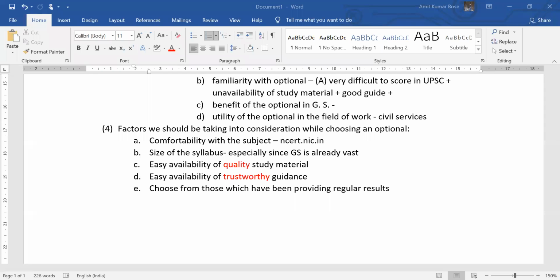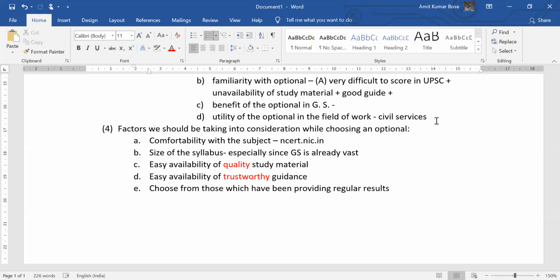Simultaneously, again and again I'll be saying this, be rational, be sensible while choosing a subject. Don't be carried away by emotions. This was a subject of my graduation, or I'm familiar with this subject. These are emotional factors. Don't get carried away by them. Familiarity matters, but what matters more is comfortability with the subject. You might be familiar with a subject, but you may not be comfortable with it.